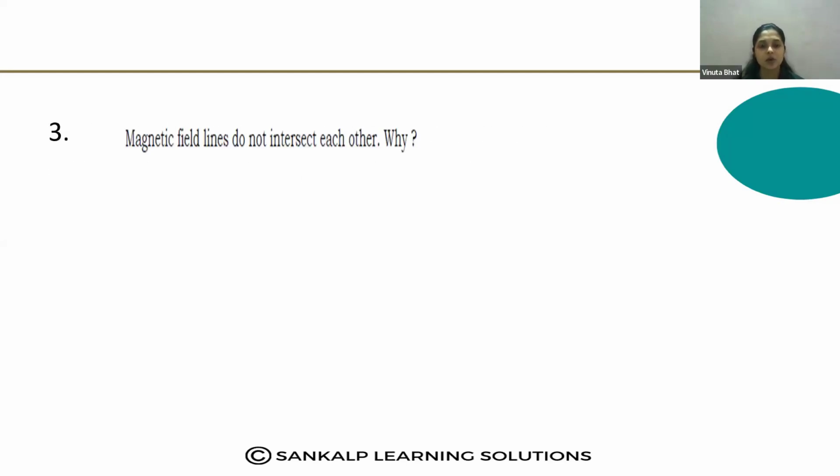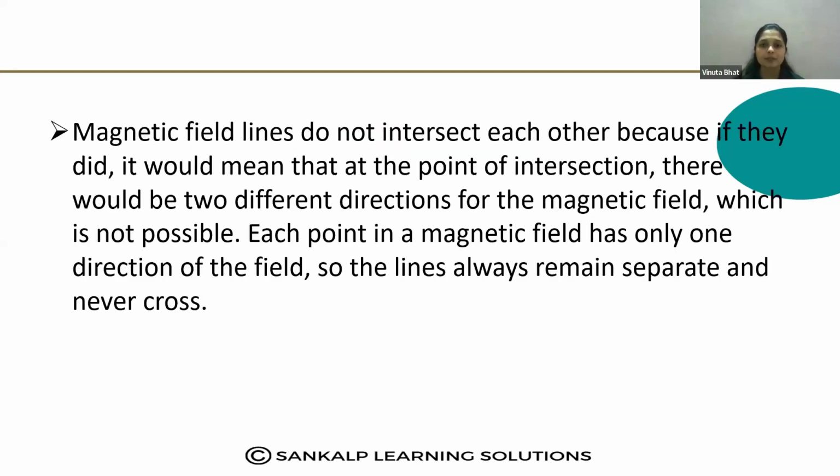Magnetic field lines do not intersect each other. Why? Magnetic field lines do not intersect each other because if they did, it would mean that at the point of intersection there would be two different directions for the magnetic field, which is not possible. Each point in a magnetic field has only one direction of the field. So the lines always remain separate and never cross.